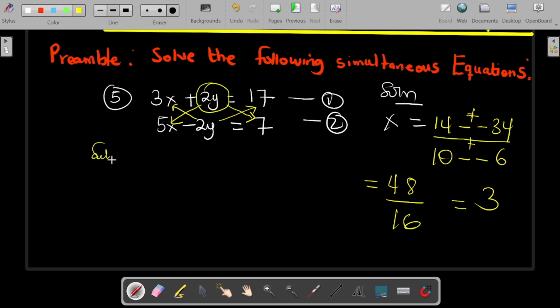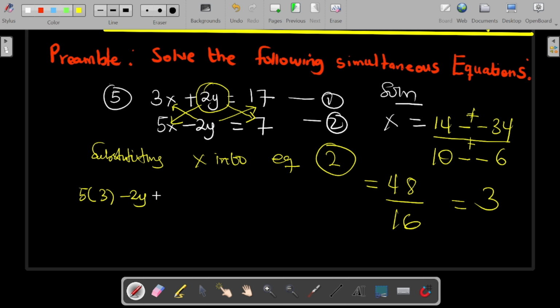From here we can see we are substituting the value of x into any of the equations. So let's pick equation 2. So it means that equation 2, 5 times bracket 3 minus 2y is equal to 7. From here we can see that 15 minus 2y is equal to 7. From here, negative 2y will be equal to 7 minus 15. Negative 2y, 7 minus 15 is negative 8, right?